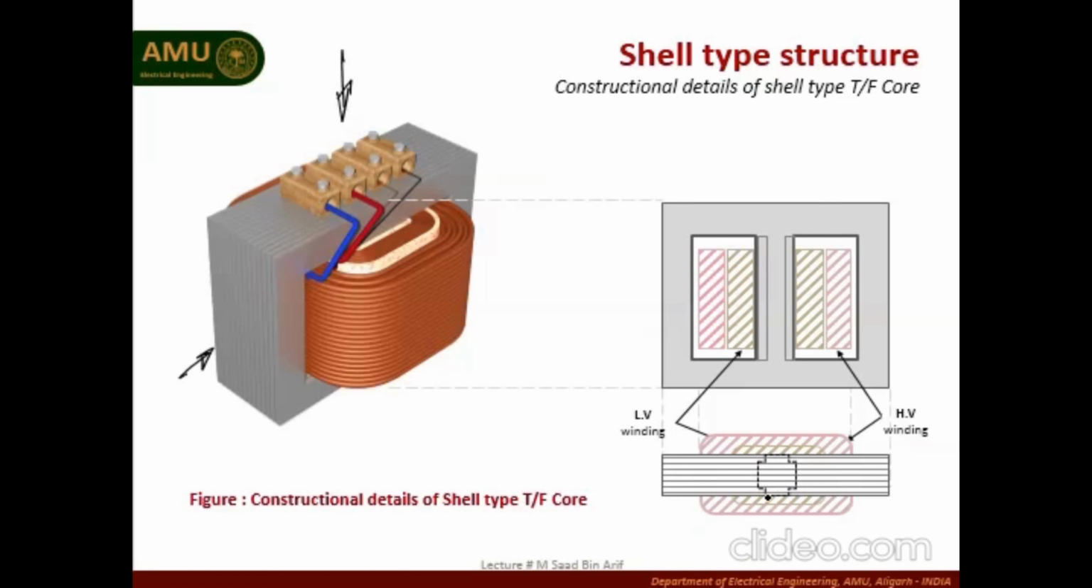The central limb is either of square shape or of circular shape. If the transformer is of low voltage rating, then we can use a square shape, and if the transformer is of high voltage rating, then we use a circular shape type of structure. As I told you earlier, the core is made up of different laminated silicon sheets. So here also we have different laminated silicon sheets that are stacked together to form a shell type of structure.